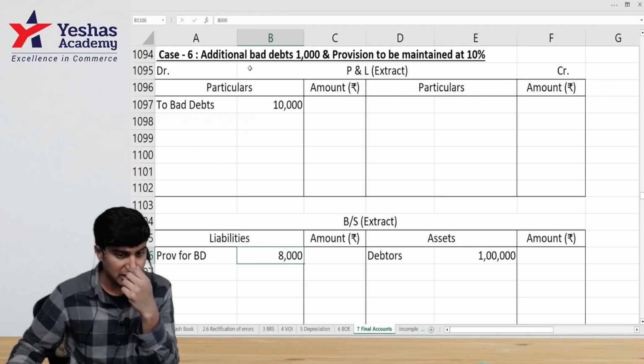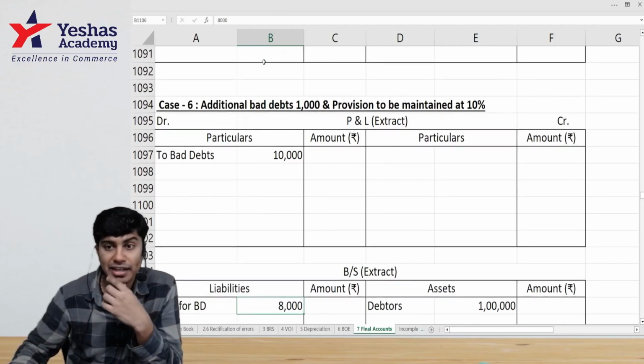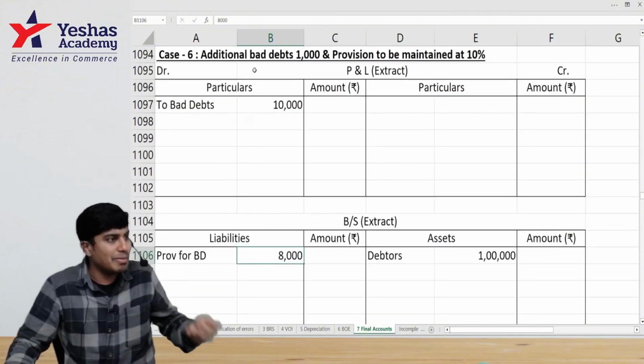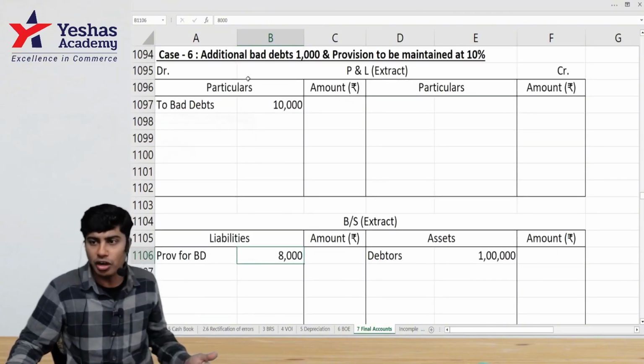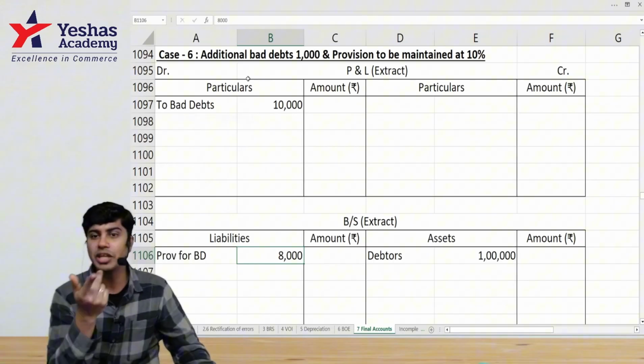Now read the adjustment. What does it say? There is additional bad debts of rupees 1,000. Additional bad debts means they have not recorded it yet. We should record. We should book the expense, also reduce our debtors. I need to pass both the entries.